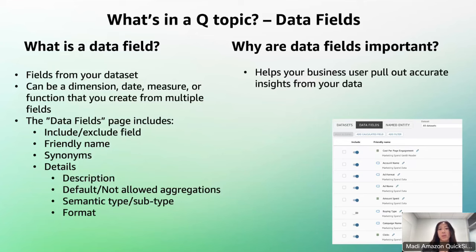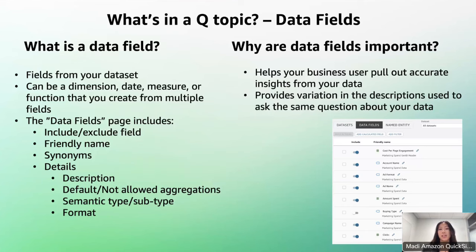And so why is this important? These data fields help your business users pull out accurate insights from your data, and it provides variation in the descriptions used to ask the same question. So say I want to have a question about, if you see here, the account name, but I don't necessarily know as an end user what an account name means. I look at account names as customers. If you add customers as a synonym, when you ask a question about customers, it'll bring in the account name data.